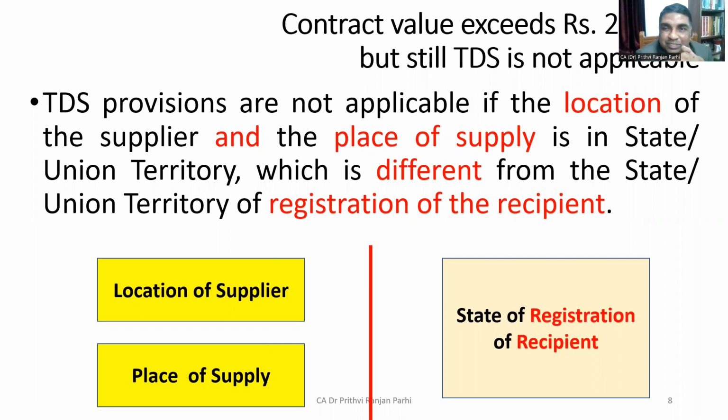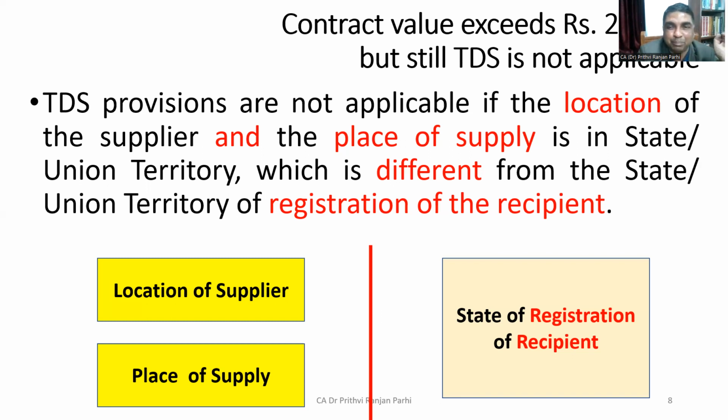Who deducts TDS? It is the recipient. If the state of registration of the recipient is different from the location of the supplier as well as the place of supply, then this TDS provision is not applicable. Let me repeat it. TDS provisions are not applicable if the location of the supplier and the place of supply are in a state or union territory which is different from the state or union territory of the registration of the recipient. That's what I told you. So you have to keep in mind: where is the location of the supplier? Where is the place of supply? Is it different from the place of registration of the recipient? If they're different, then this provision is not applicable.